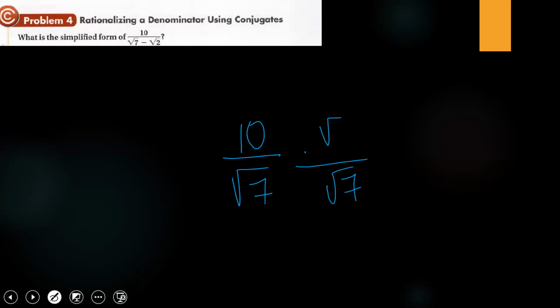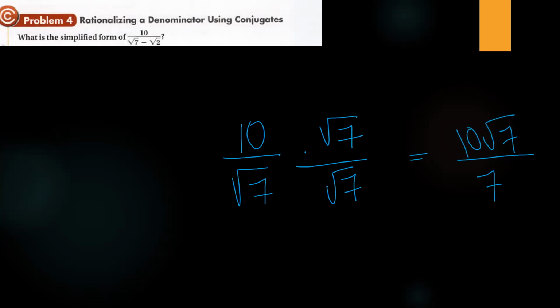In the previous lesson, when you have 10 over the square root of 7 only, we rationalize the denominator by multiplying by the square root of 7 over the square root of 7. Did you remember? Then the denominator, the square root of 7 times the square root of 7, is 7, and 10 times the square root of 7 is 10 square root of 7. In this way, which we call rationalizing the denominator, we cancel the square root in the denominator. But look at problem 4 here.